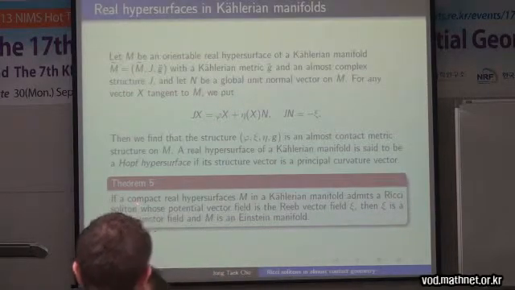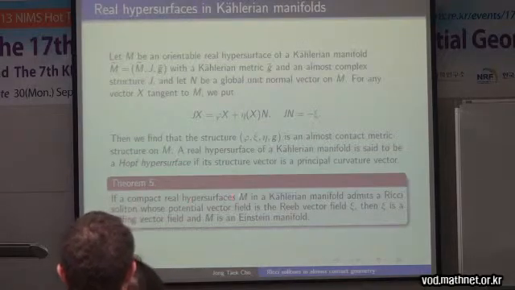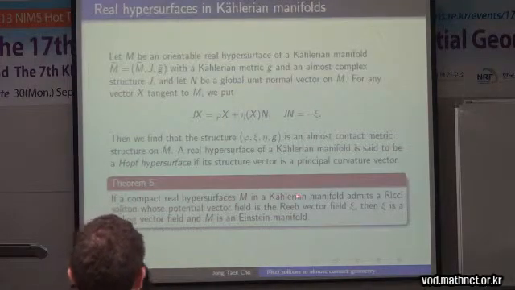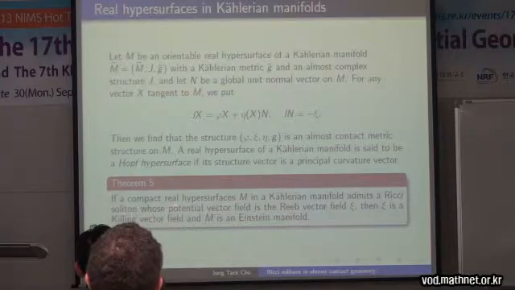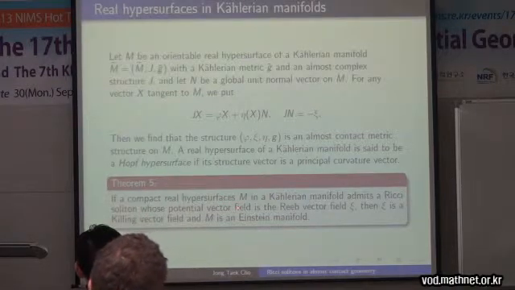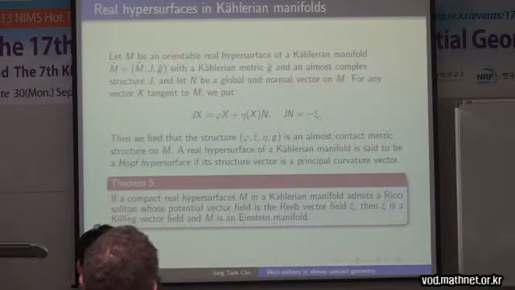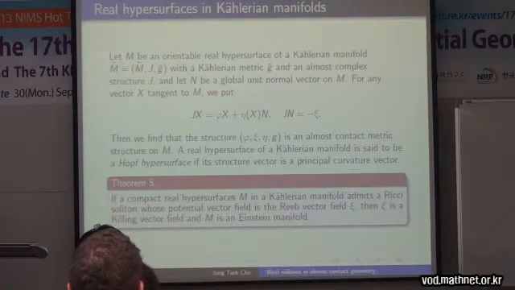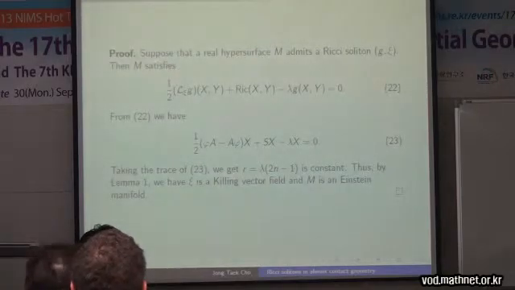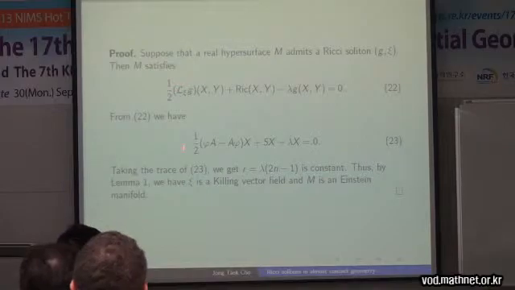If a compact real hypersurface M in a Kähler manifold admits a Ricci soliton whose potential vector field is the Lie vector field, then xi is already a Killing vector field and M is an Einstein manifold. The compact condition is necessary. The proof is similar to the previous almost cosymplectic case.